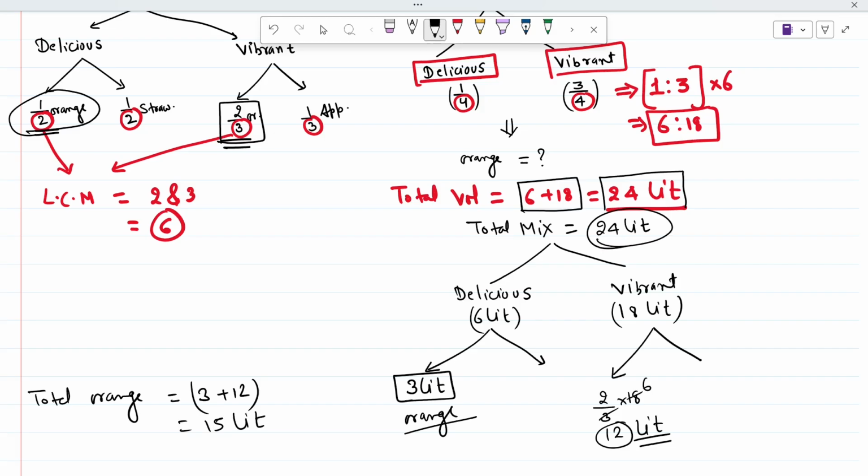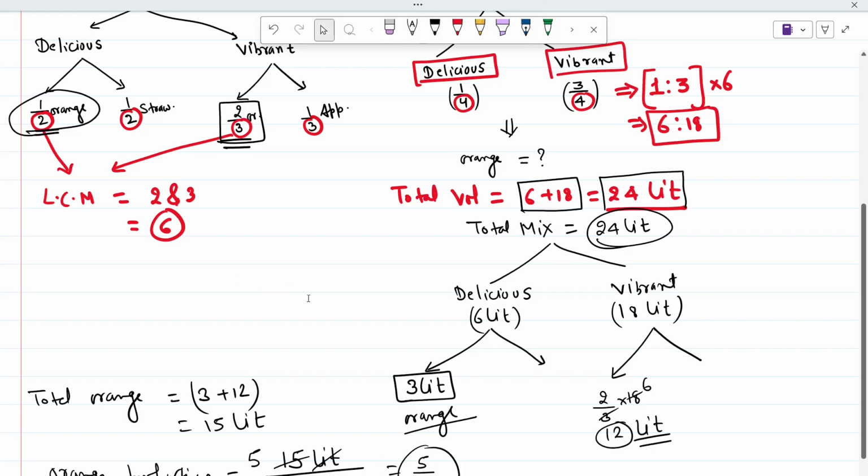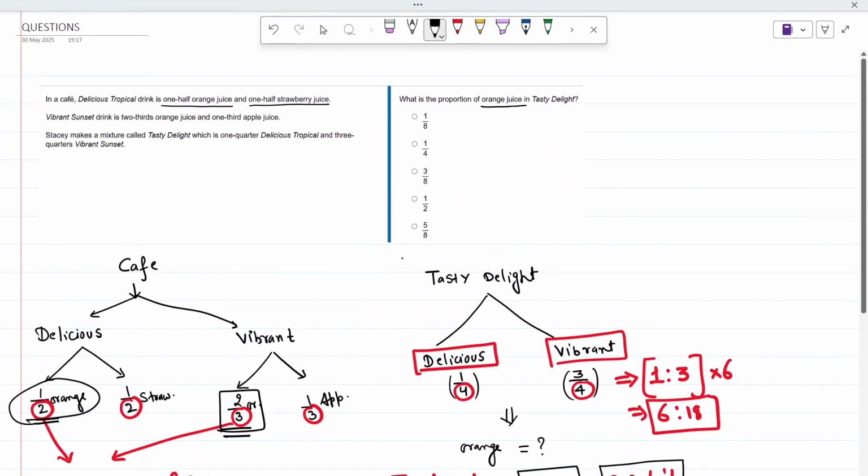And we have assumed the total mixture as 24 liters. So what should be the proportion of this orange juice in this mixture? The orange proportion in this mixture will be equal to, see, this is the orange juice, total 15 liters out of total 24 liters. The liters and liters will cancel out. Now we can simplify. 3 fives are 15, 3 eights are 24. So we are getting 5 is to 8. Is there any option? Yes, we have this option, 5 is to 8.